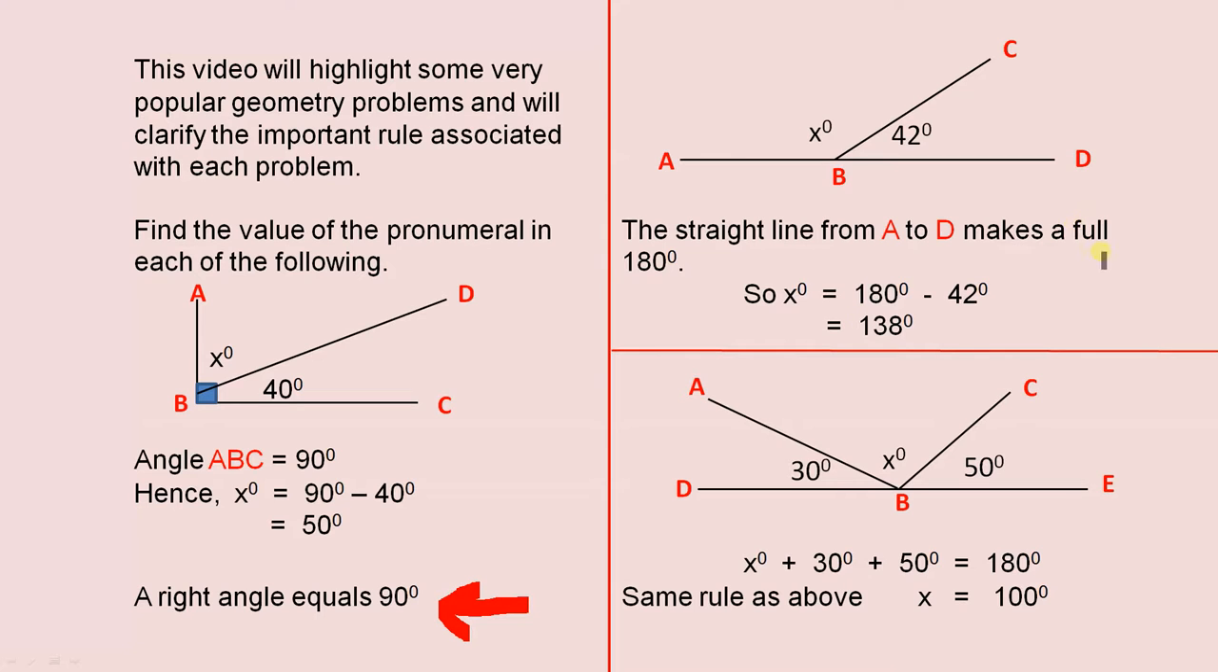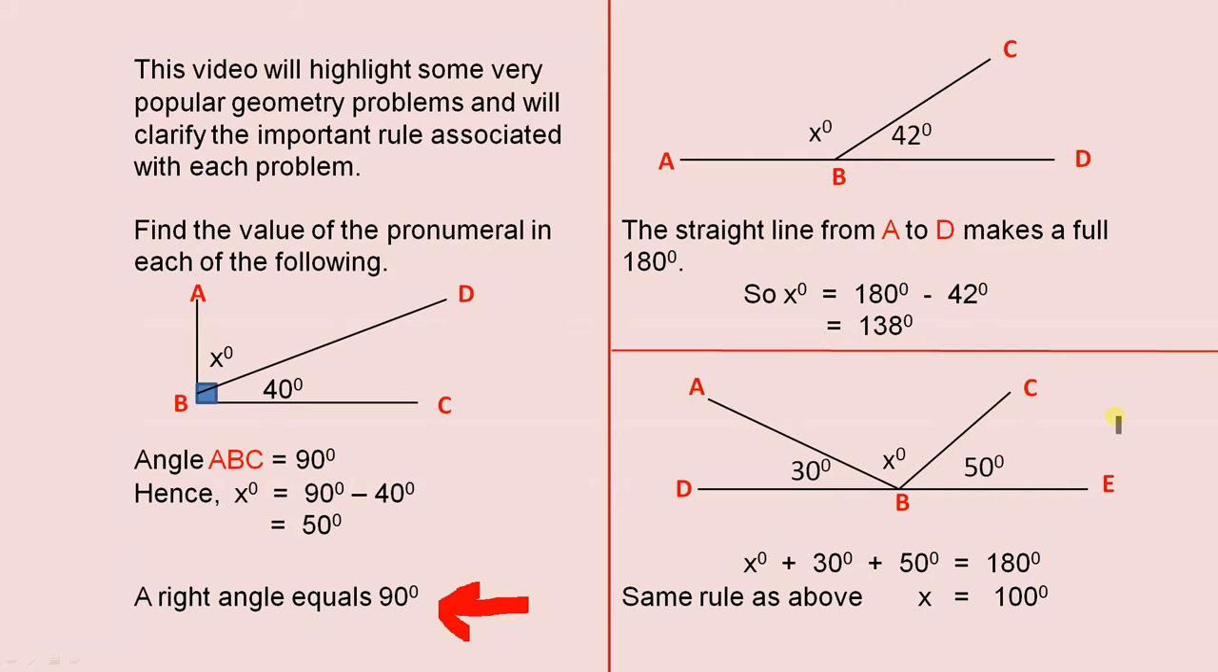Our next problem, we have to find x, and here we have a straight line. From A to D we have a straight line. Now we have to remember that the straight line from A to D makes a full 180 degrees. So x plus the 42 must be 180, so x is 180 minus 42, so x is 138. That's another very popular problem.